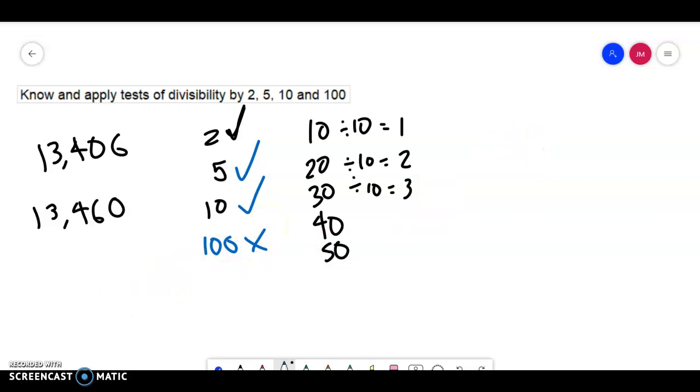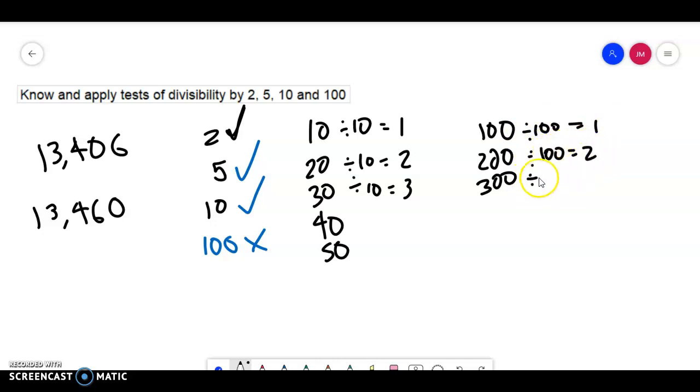Dividing by 100. How are you going to be able to recognize if you can divide something by 100? Well, the only way is if it ends with 2 zeros. So these numbers divided by 100, similar pattern to dividing by tens, and so on. Right? So how can I make this number divided by 100? If it has 2 zeros.